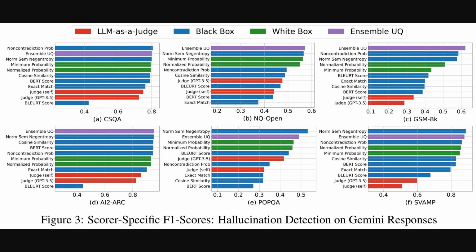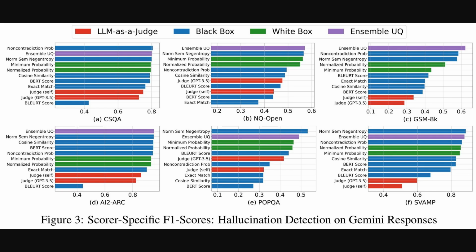Okay, now let's look at this figure, which presents a similar set of bar charts for the Gemini model responses on the same benchmarks, but this time we're looking at scorer-specific F1 scores. The F1 score is another important metric. It's a way to measure a test's accuracy by considering both precision, which is how many of the items flagged as hallucinations really were hallucinations, and recall, which is how many of the actual hallucinations were found. A higher F1 score, again closer to 1, is better.